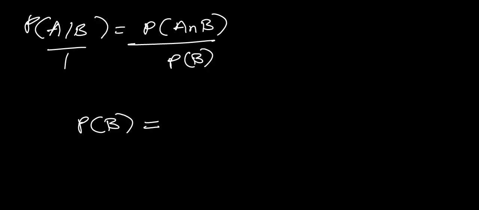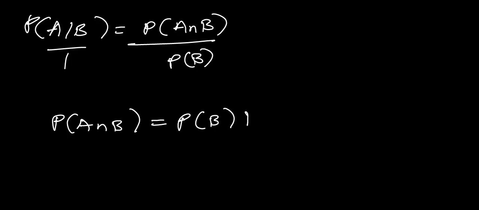How can we say this? When you cross multiply, the probability of A intersection B is actually equal to the probability of B times the probability of A given B. This is a general statement. Now, this is going to be generalized for as many sets as possible.